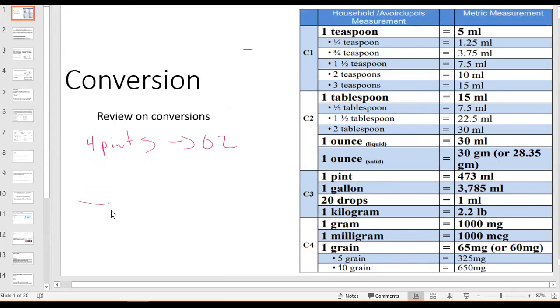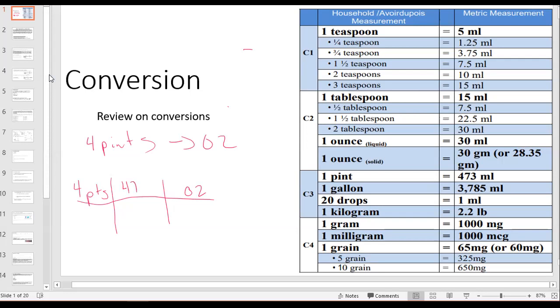So dimensional analysis is basically just this format that we have. We're going to start from pints. We've got 4 pints. And then our end value is going to be ounces, right? That's what we're looking for. There's no conversion from pints to ounces, but there is a conversion from pints to mLs, right? So what's my pints to mLs? 473 mLs.